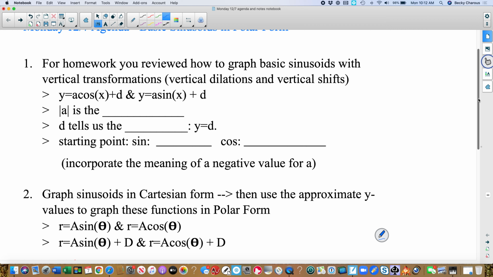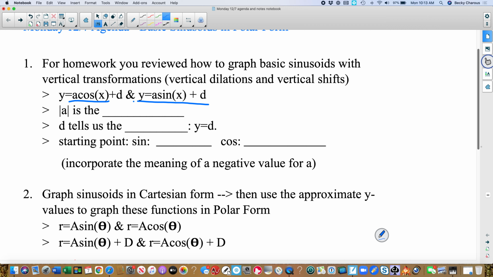All right, so what we're going to do today is graph some other sinusoids, and we're going to see what they look like in polar form. That's why for homework I asked you to watch that video reviewing graphs of things like a cosine x plus d and a sine x plus d. Then we're going to practice graphing things in Cartesian form, so we need to remember how to do that, and then see what these graphs are like in polar form. That's what we'll be doing for the next couple classes.